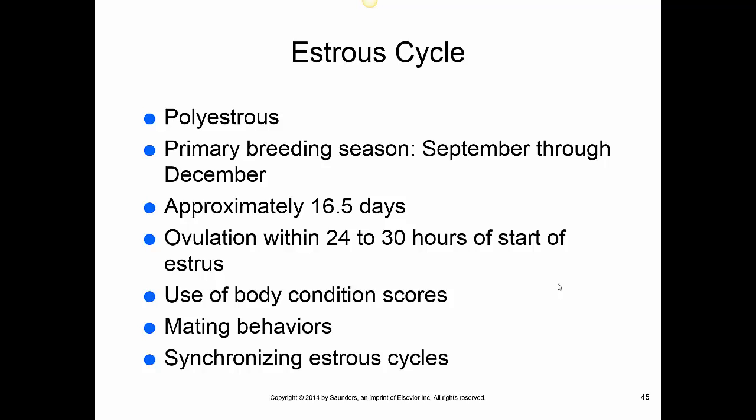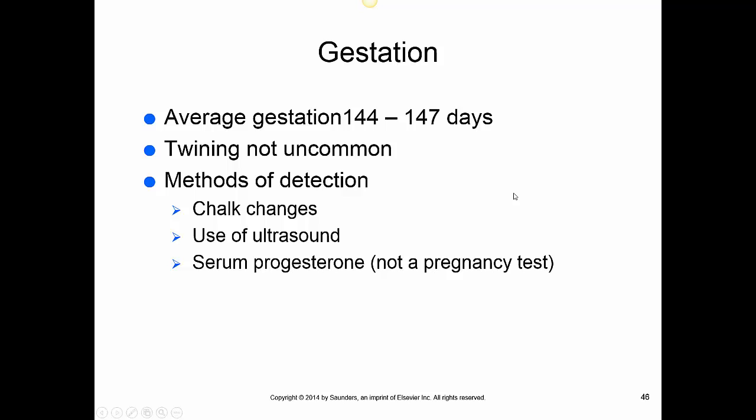ewe has been covered. Gestation ranges a pretty narrow range on sheep, about 144 to 147 days. Twinning is not uncommon with them. During gestation, we can look at progesterone levels and kind of tell when they're about to lamb. We can actually check pregnancy also by using ultrasound.